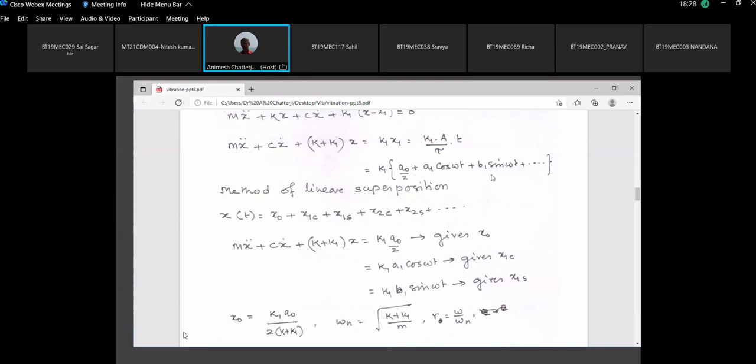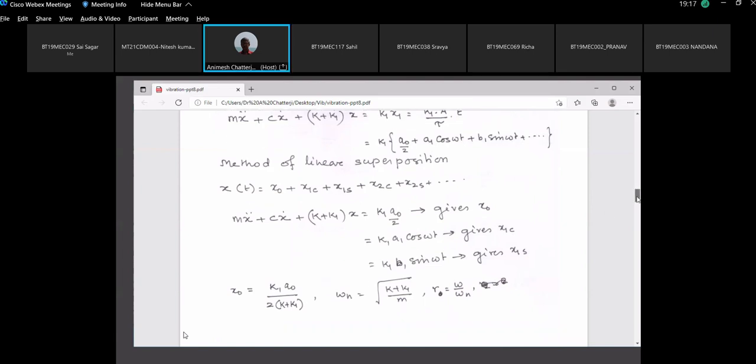So the response X1, because of X1s is the response coming from sin omega t, X1c is the response coming from cos omega t. X1c will be 0 because the coefficient of cos omega t is 0, but X1s will not be 0. P1 comes out to be non-zero. So what will be X1s? X1s will be K1 into B1, the magnitude of the force, divided by stiffness K plus K1 into dynamic amplification factor into sin omega t minus phi 1.